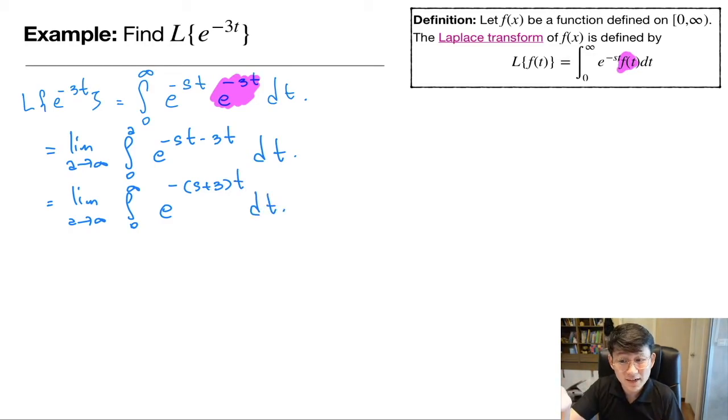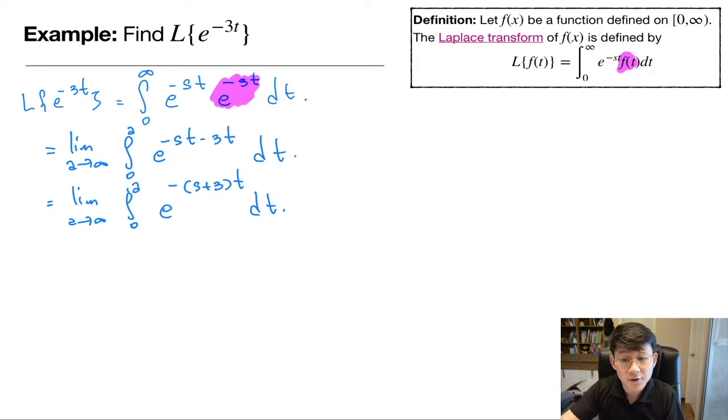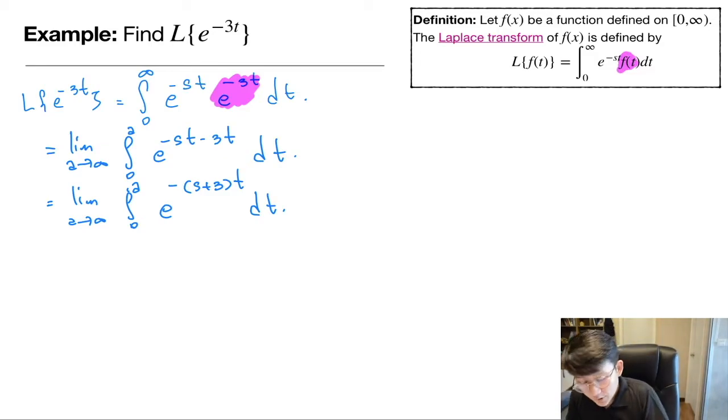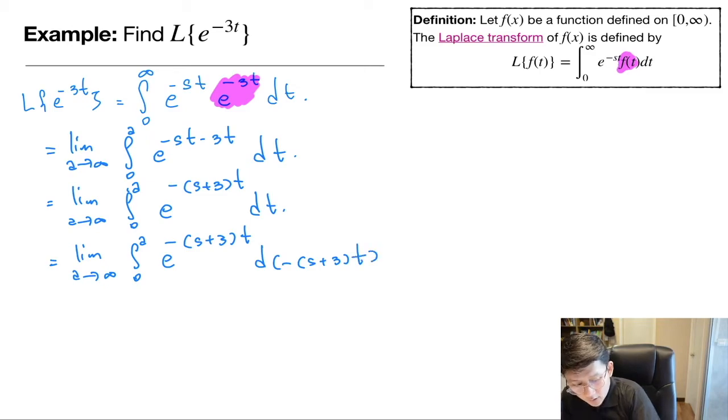Okay, so if you want to integrate this function, it's 0 to a, my bad. You need to do substitution, right? You consider s as a constant. So here, limit as a approaches infinity, integrate 0 to a, e to the minus (s plus 3)t, d of minus (s plus 3)t, divided by minus (s plus 3).